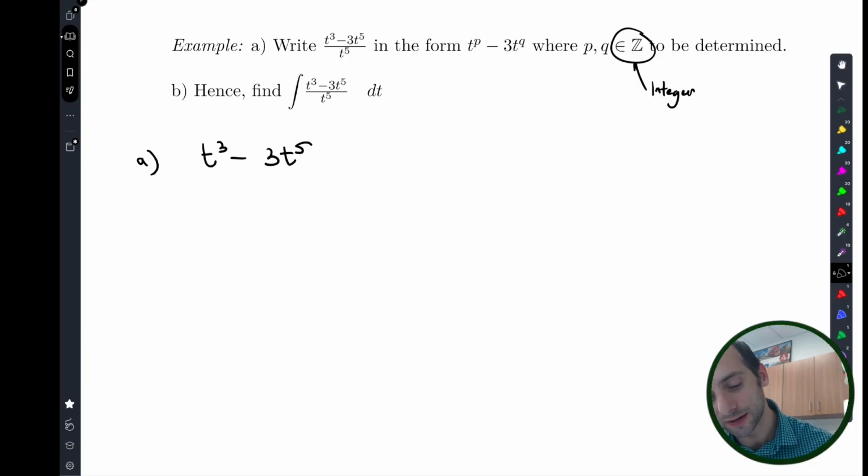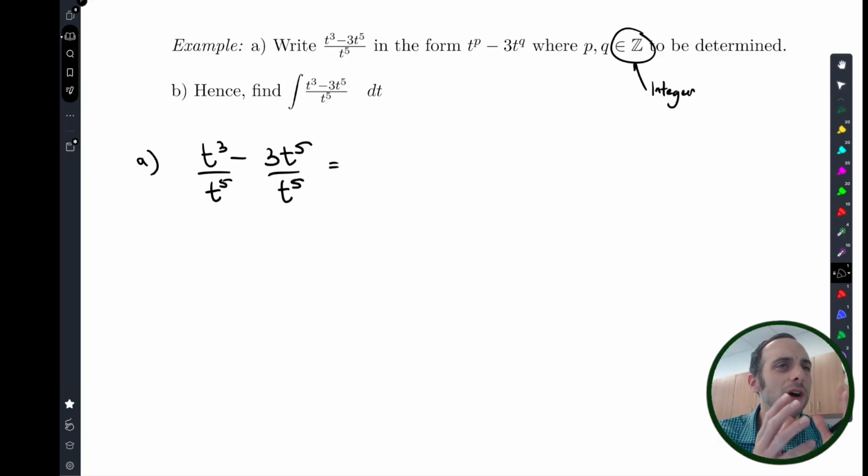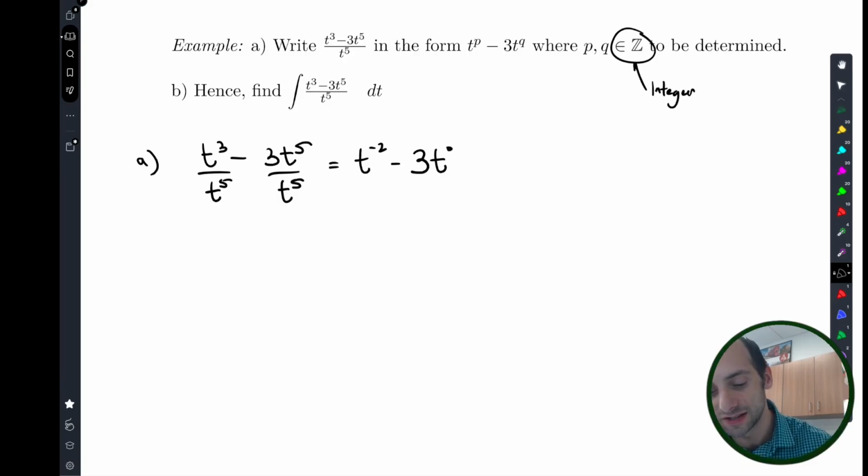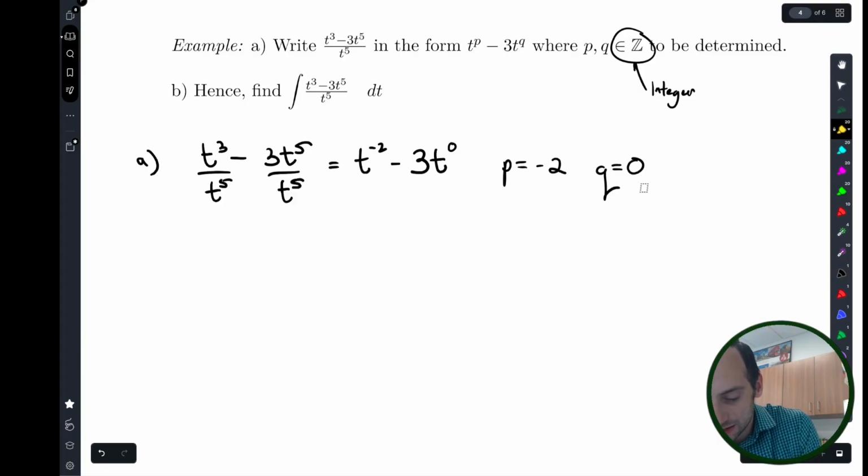The easiest way to tackle this algebra is to think about un-common-denominatoring this problem. So right now it has a common denominator. We can split it into two fractions to reduce each of those separately by basically making the denominator separate. So that will give us t cubed over t to the 5, which is t to the negative 2, minus 3, and we can even call this t to the 0 if we like. This is now in the form they want, so p is equal to negative 2, q is equal to 0. Those are both integers. It said it wanted us to find them, and we found them.